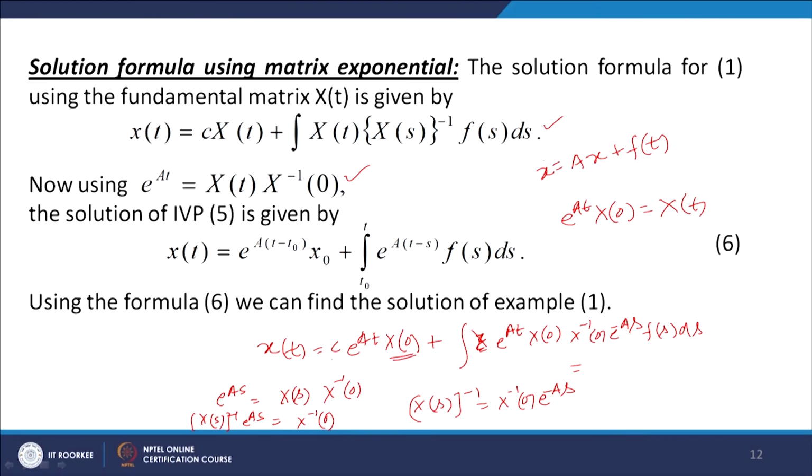And we arrive at C into X(0). X(0) is a constant, C is a constant. So, we can put another constant C dash e to the power At plus X(0) into X inverse(0), which is the identity matrix. So, e to the power At into e to the power minus As is e to the power A times (t minus s) into F(s) ds. So, this is the formula, and when you have to use X(t naught) equal to X naught, you determine this C dash. What you do, put here that value. So, X(t naught) is equal to X naught equal to C dash e to the power A t naught, and here you get the integral from t naught to t.